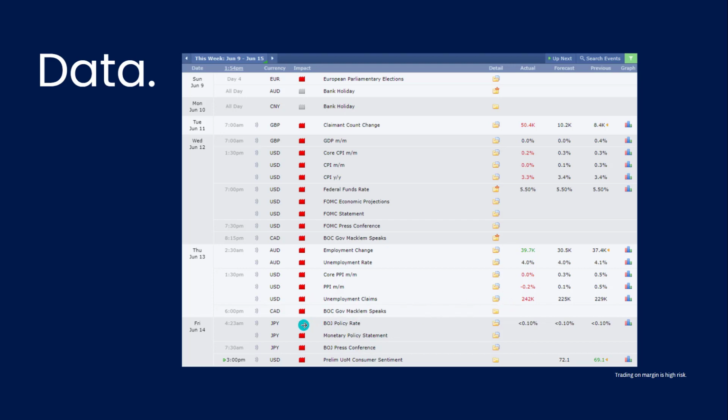Bank of Japan came out and did absolutely nothing to their monetary policy statement. They didn't even bring back their bond tapering or purchases of bonds. They didn't slow that down either, which caused the Japanese yen to weaken initially, but has now gained strength.